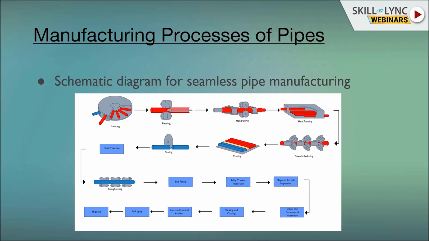After that, the spectrochemical analysis will be done. Spectrochemical analysis is done on the finished product, compared with the raw material. The chemical analysis covers the carbon percentage, manganese, phosphorus, sulfur, and different kinds of spectro analysis. After that, packaging and shipping is done.